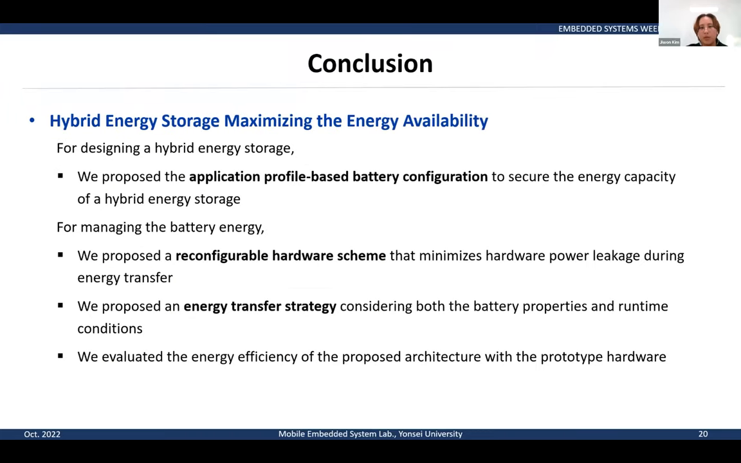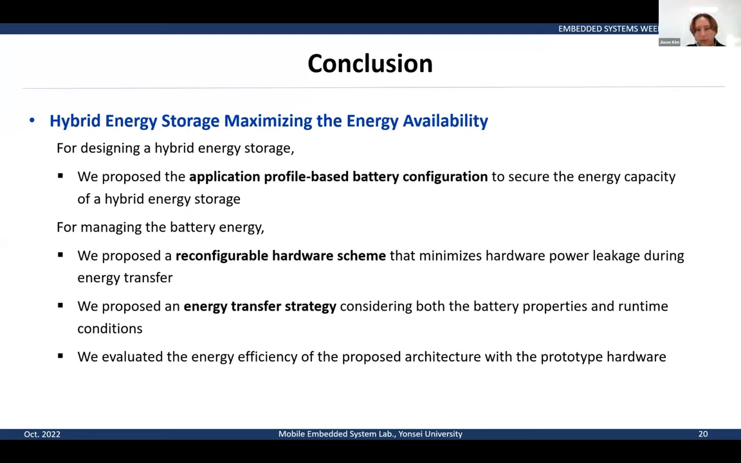So in conclusion, we propose a hybrid energy storage system, DynLiB, maximizing the energy availability. For designing hybrid energy storage, we propose application profile-based battery configuration to secure the total energy capacity of hybrid energy storage. And for energy measurement, we first designed the configurable hardware that supports dual mode operation for efficient energy transfer. And then we propose an energy measurement method considering the battery properties and runtime conditions.